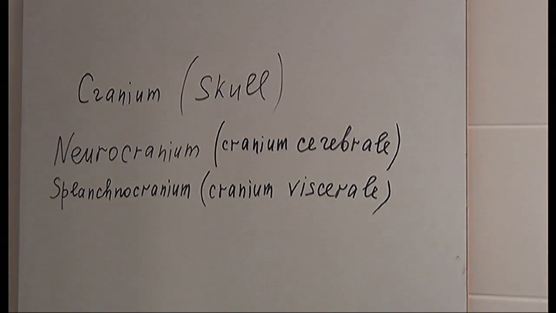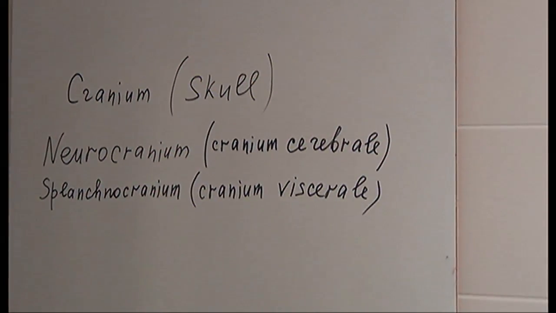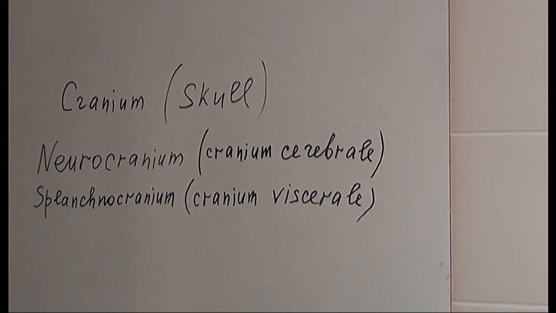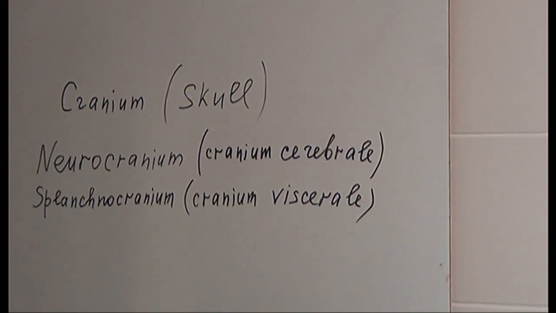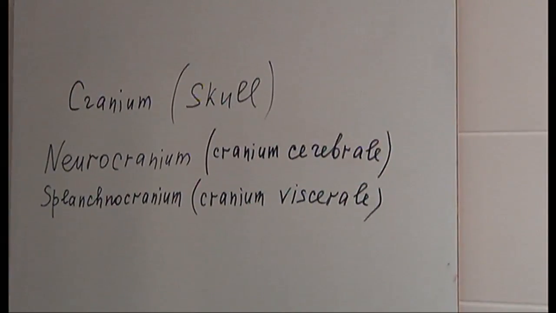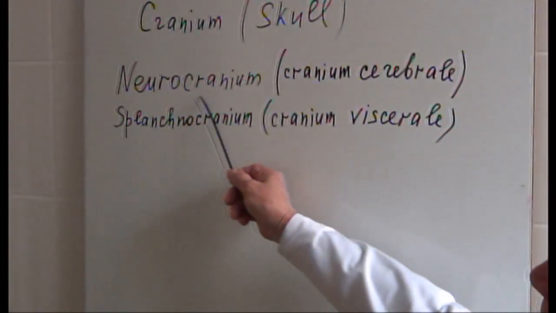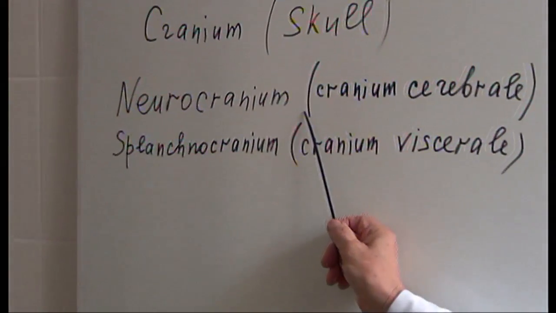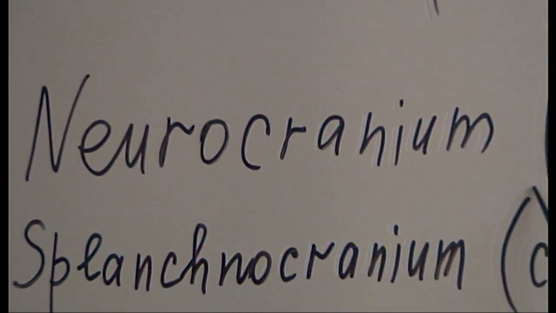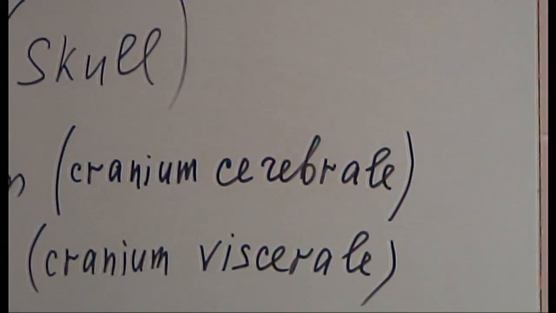Dear colleagues, today we begin to study cranium or skull. Cranium is the place where two large functions are realized. First of all, it's place for brain. That's why first part of cranium names Neurocranium, or cranium cerebrale. Cerebrum in Latin means brain.